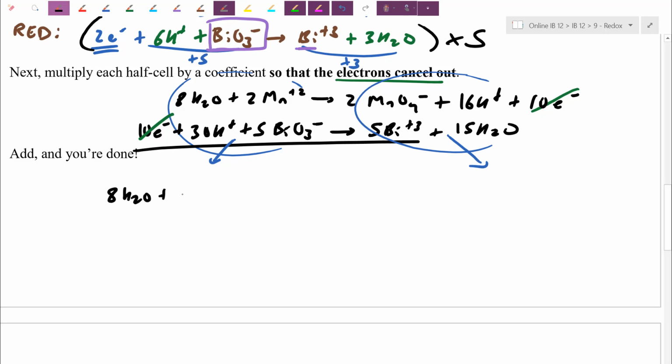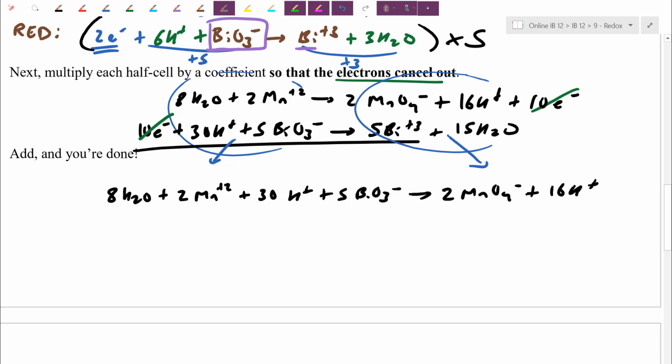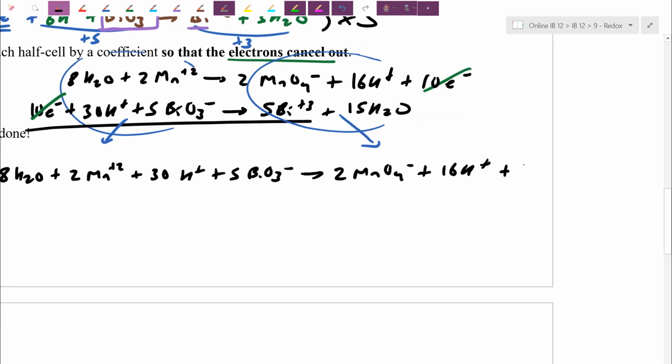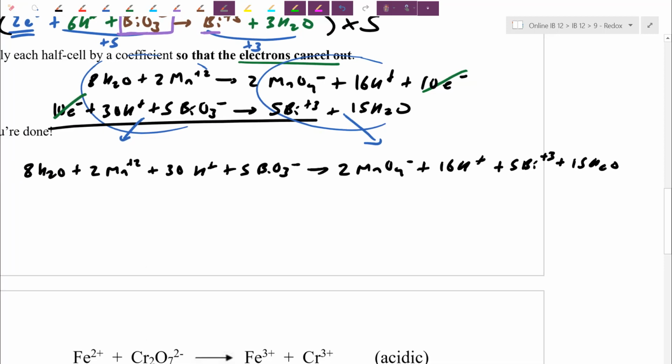So I have 8 waters and 2 manganeses. I have 30 H+ and 5 BiO3-. This becomes 2 permanganate, 16 H+, and 5 Bi+3 and 15 waters. Okay. So if I copied everything correctly here, this one here should still be balanced.